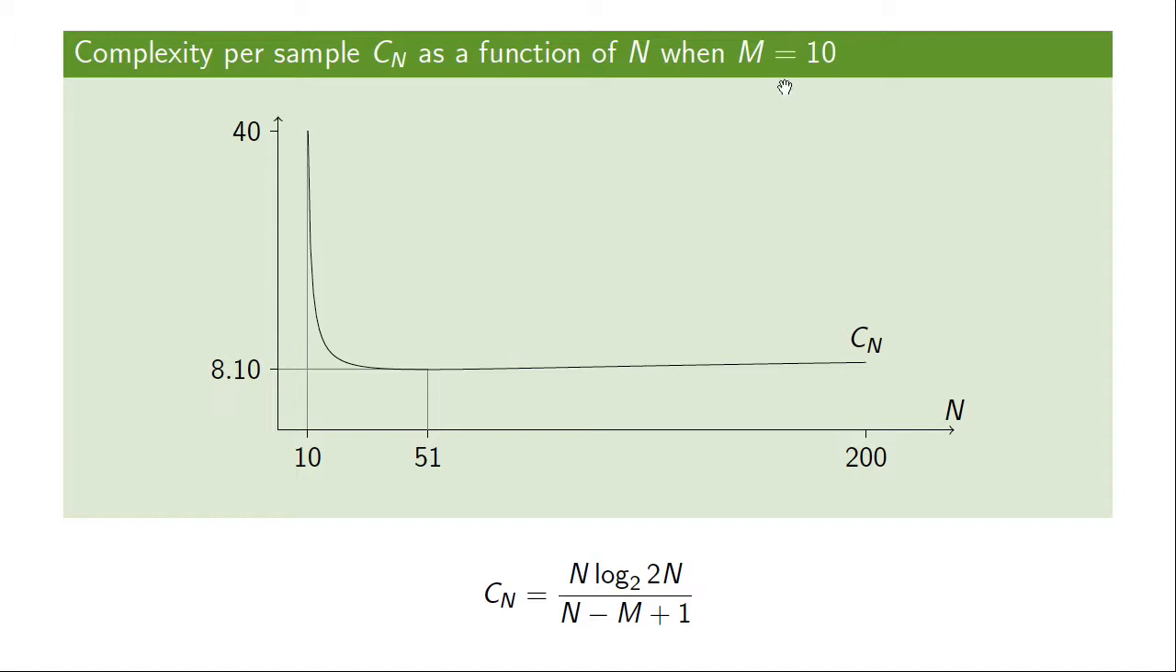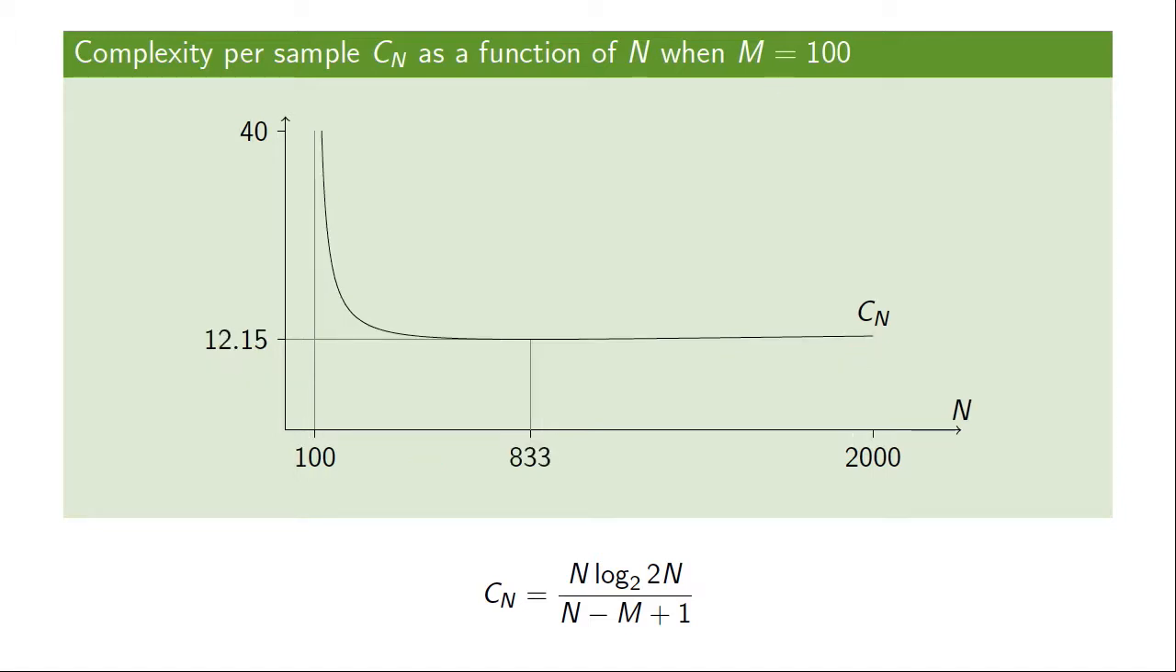But if you increase the length of the filter m from 10 to 100, for instance, you would get a new curve which again would have a unique minimum. In this case, the minimum would be reached for n equal to 833, but the value of c of n would only be 12.15, which means that instead of doing convolution in time, which would require roughly 100 multiplications per sample, you could do it using the overlap save method and spend only above 12.15 multiplications per sample. Of course, in this case you couldn't choose the value of 833 for n, since it should be a power of 2, but choosing, for instance, a value of 1024 would give you a very similar figure.